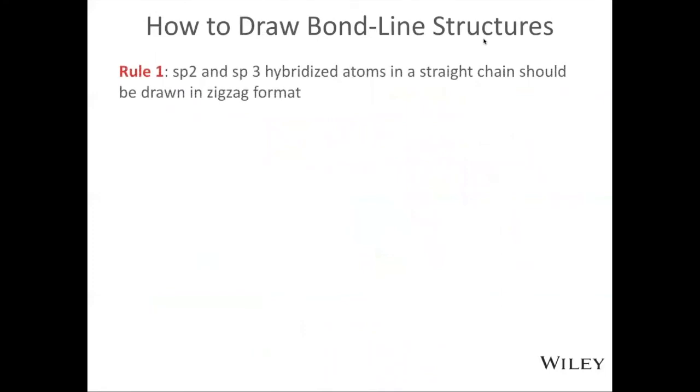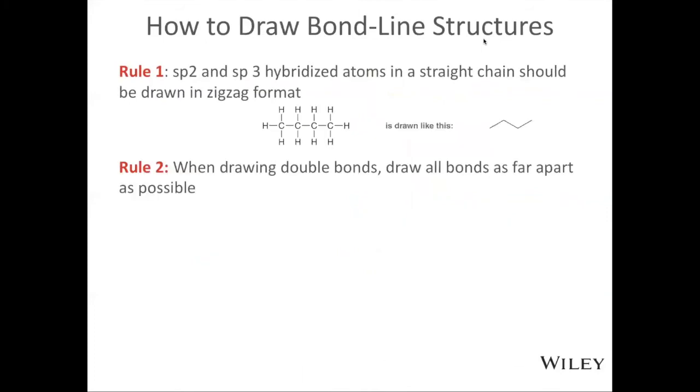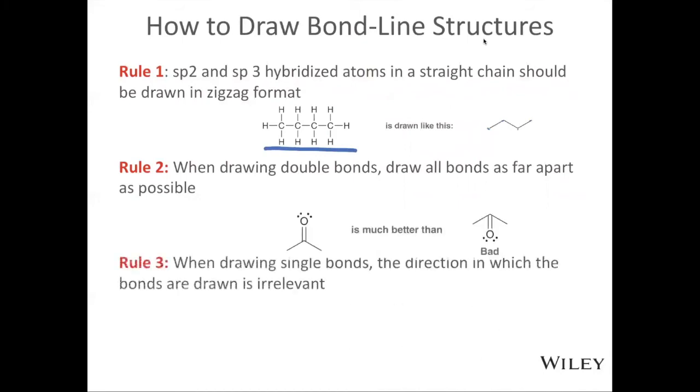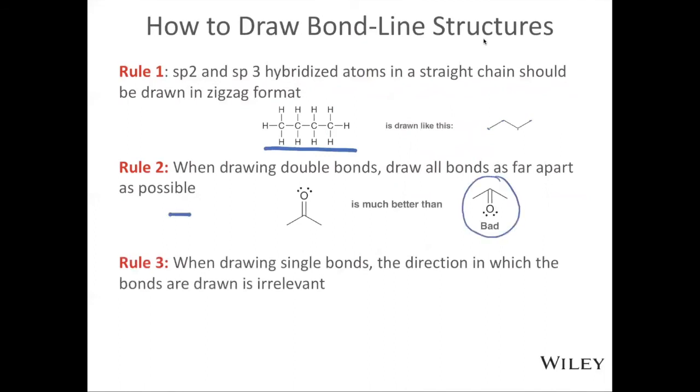How to draw line bond structures? The first rule is the sp2 and sp3 hybridized atoms have to be drawn in a zigzag format. So if we have C4H10, it's just 1, 2, 3, 4, and we assume all the H's. When drawing double bonds, draw the bonds as far apart as possible. And so this is not how we would do it. Typically, we have a double bond, and we think about bond angles of 120. And so we're going to want to put those substituents or those other groups in that kind of 120 format. So this is not good.